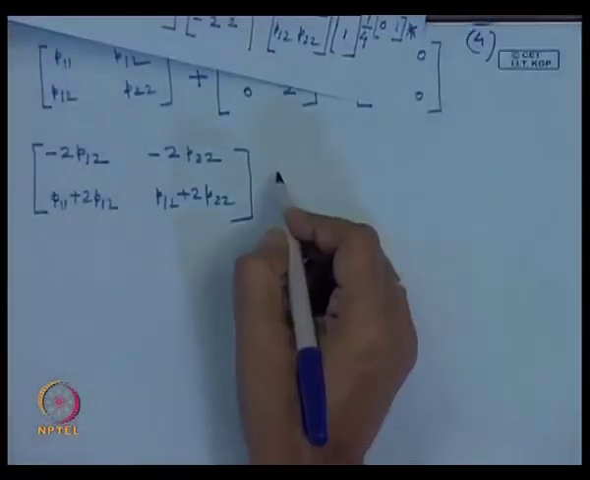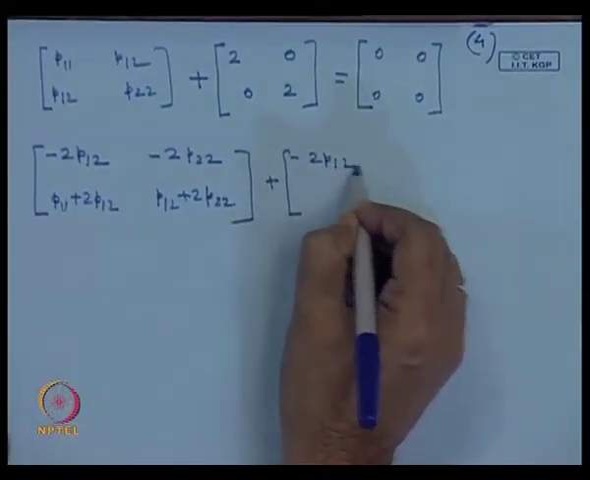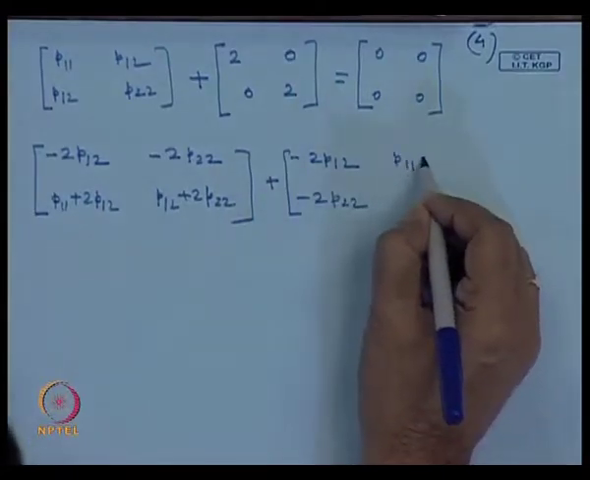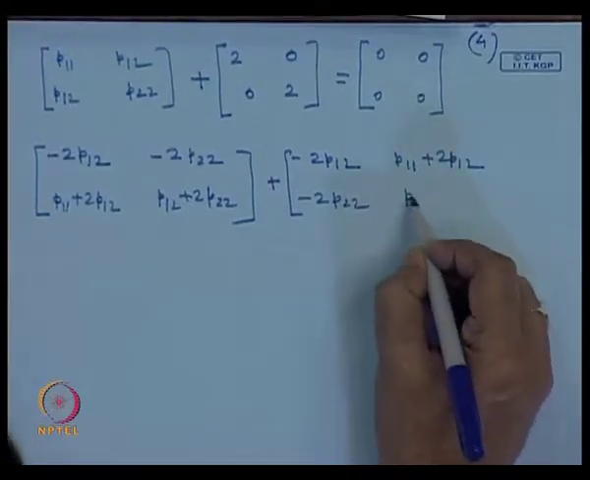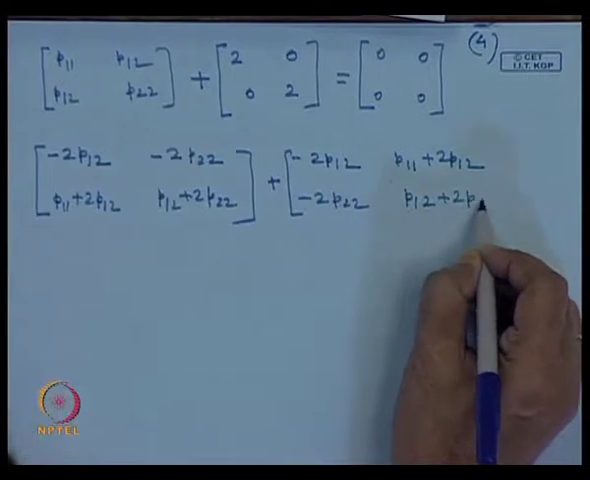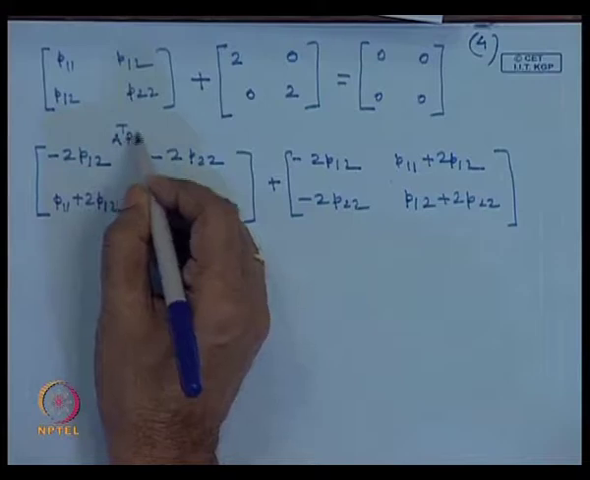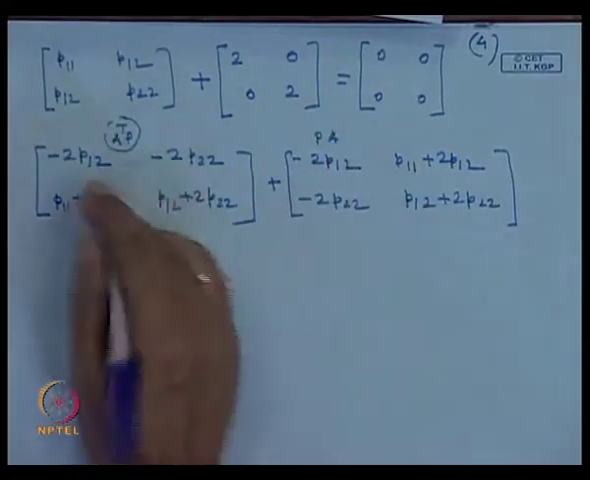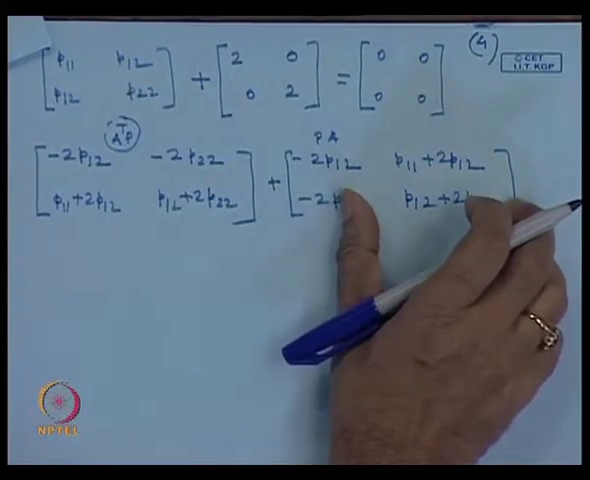So, I will take the transpose of that one. So, this will be minus twice P 1 2, minus 2 P 2 2, P 1 1 plus twice P 1 2, then P 1 2 plus twice P 2 2. So, this quantity is nothing but A transpose P; the transpose of this one is nothing but P A. So, you can avoid this computation by taking the transpose of this one and writing it for the value of P into A.